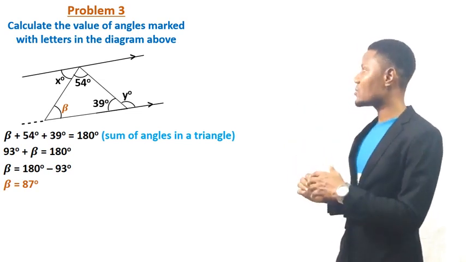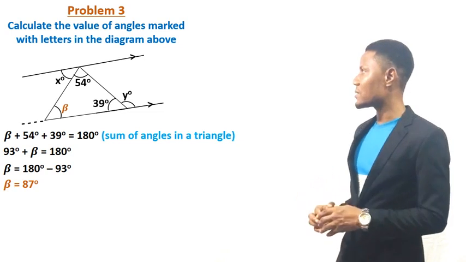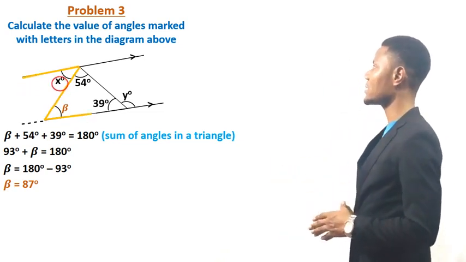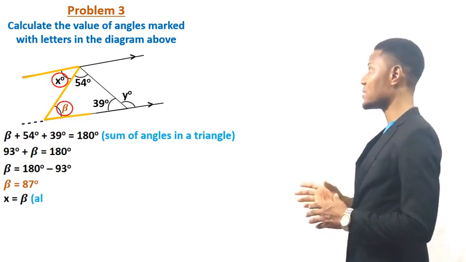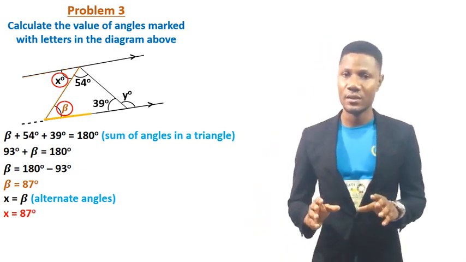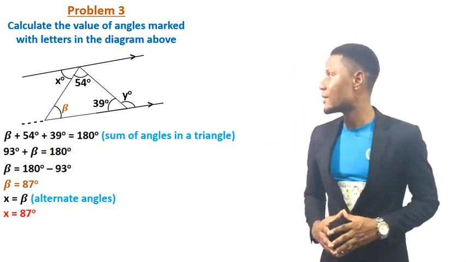So the relationship between x and beta is alternate. So we say that x is equal to beta, alternate angles. So if beta is 87, then our x is also equal to 87 degrees. So let's look for the other letter.